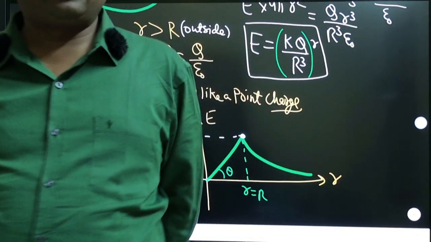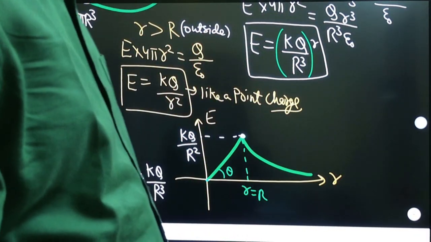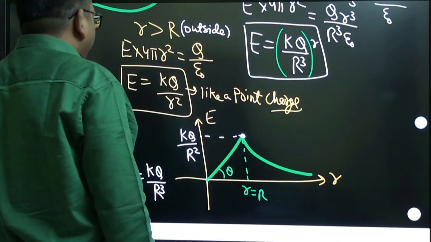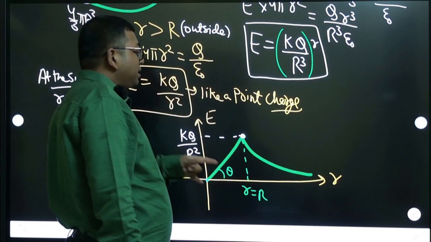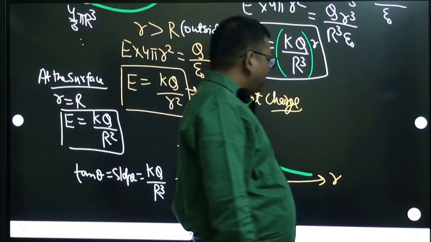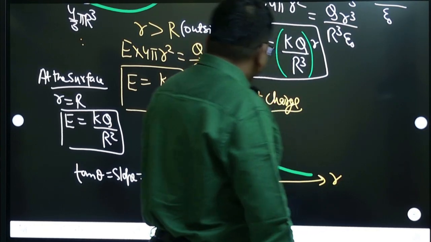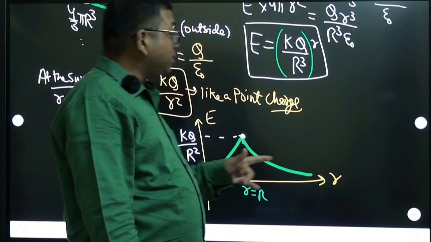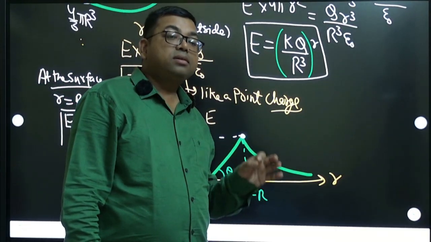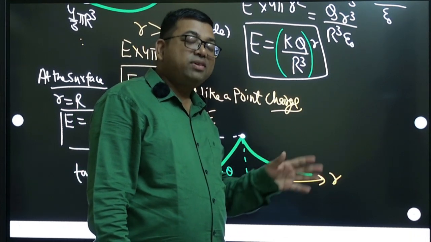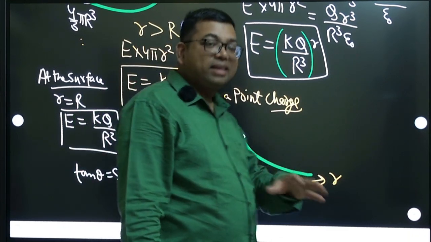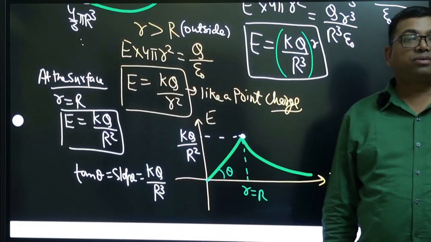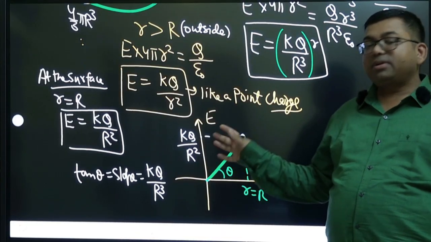Are you clear about these derivations? Today I think we have covered all the important ones, but the potential derivations are not done. Potential derivations can also be done in the same manner using the same equation: electric field is minus dV by dr. You try that derivation. Next class we will do the derivation of this. Then this topic and questions.